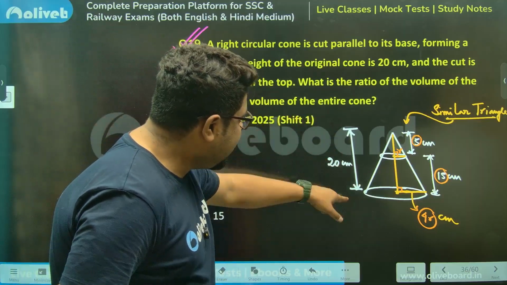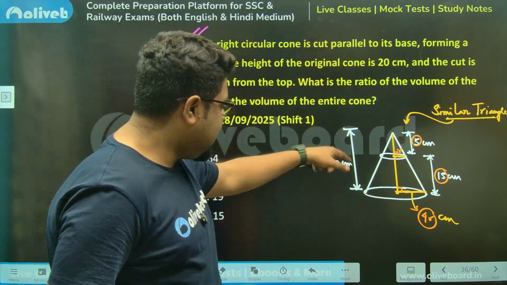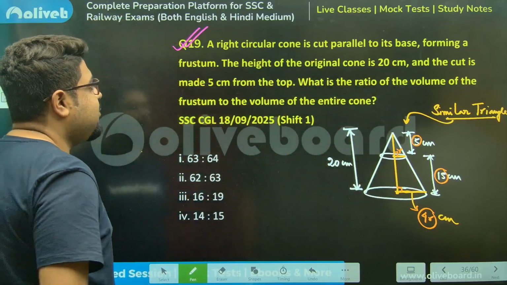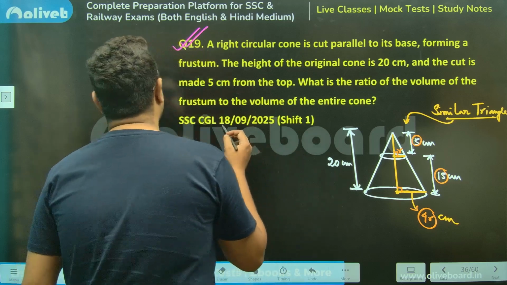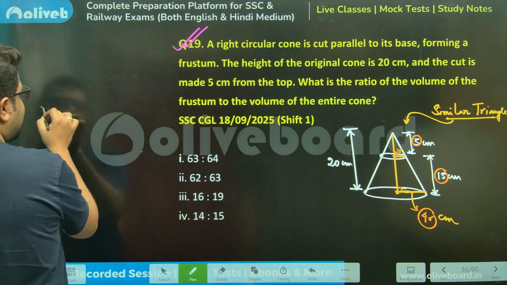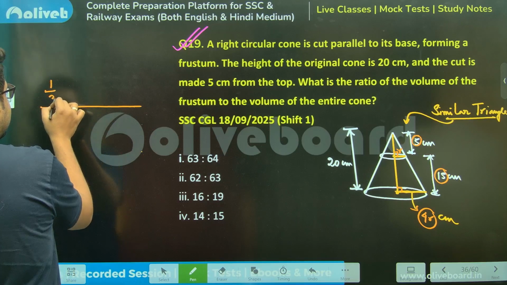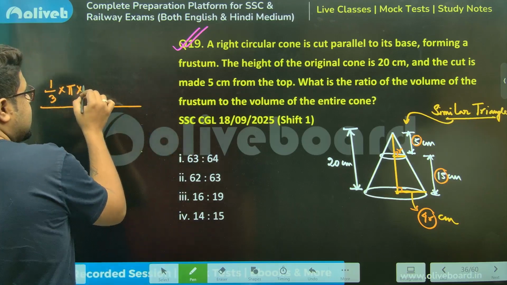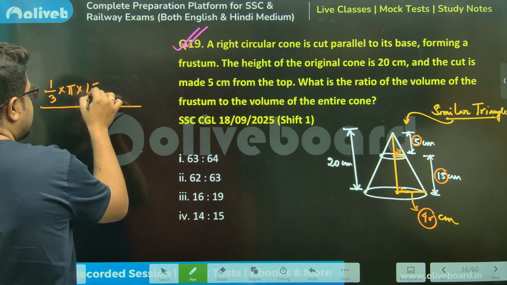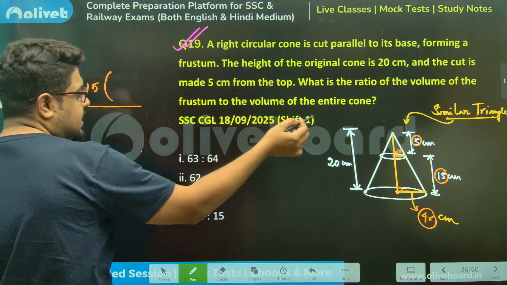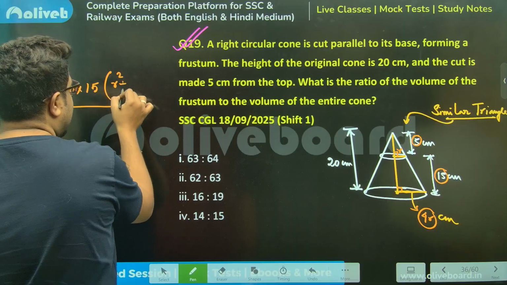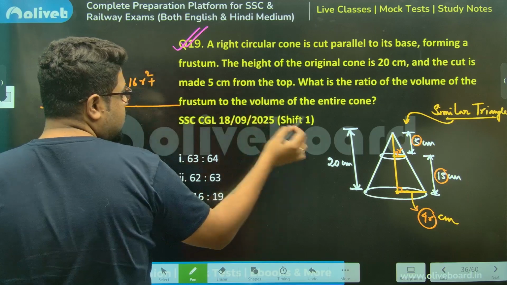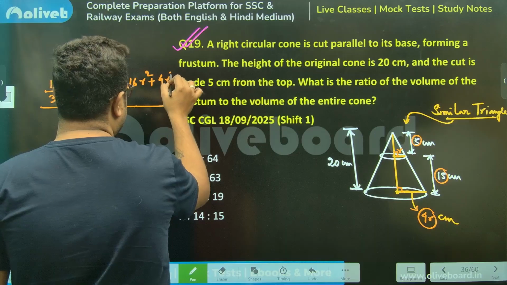From the height I got the ratio of the radius. Now they are asking the volume of the frustum to the volume of the entire cone. Volume of the frustum is 1/3 pi, pi will cancel, into height of the frustum, 15, and inside the bracket, R1 square, that is R square, plus R2 square, that is 16R square, plus R1 R2, 4R into R, that is 4R square.